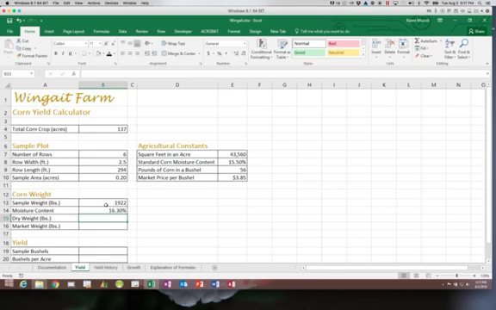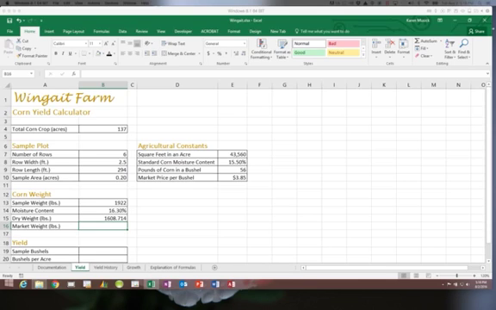So we would want to use parentheses to force the subtraction to happen prior to the multiplication. So we're going to say it's equal to the total weight, which is in B13, and that is multiplied by, then we will use the parentheses to force this to happen first, 1 minus the moisture content in B14, and that gives us the dry weight.